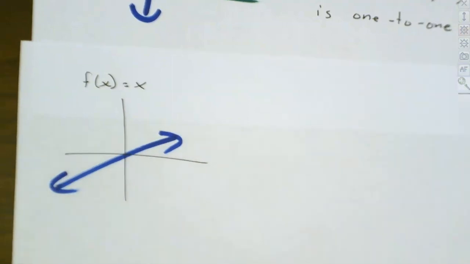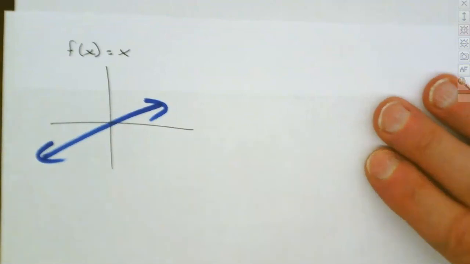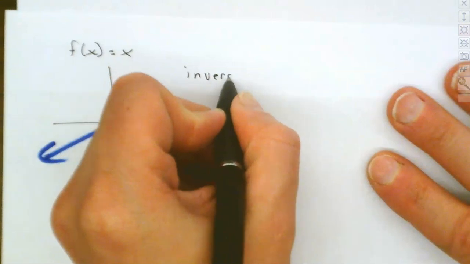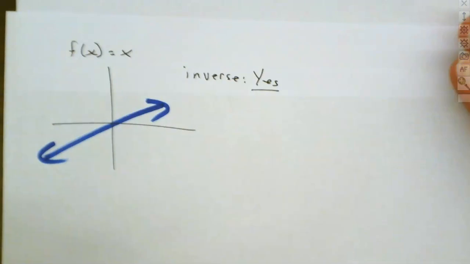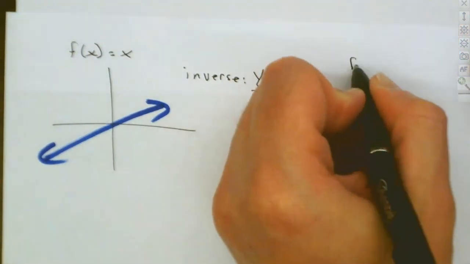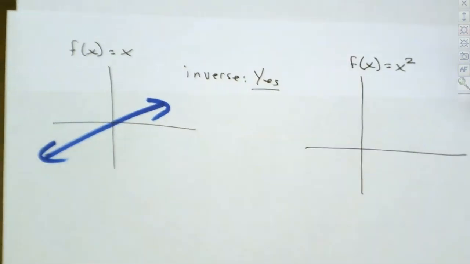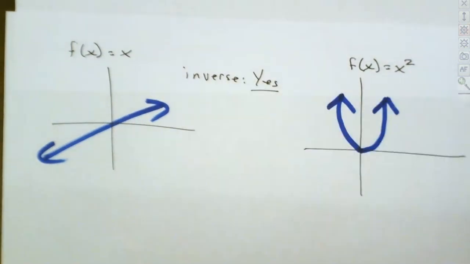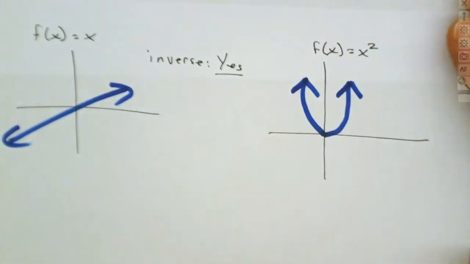f of x equals x. That's a line. It's called a linear function. Does this one have an inverse? Yes. What about f of x equals x squared? What about our squaring function? Does this one have an inverse? Yes or no? No, this one won't.